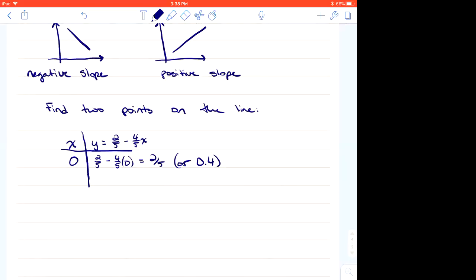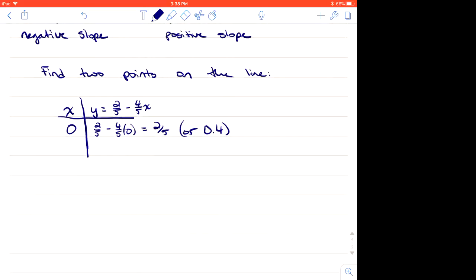Just a heads up though, you should only use decimals if it's a nice, neat decimal, right, where you can actually write out all the numbers, right? Otherwise, you should just keep the fraction, right? Things will be lost if you start rounding a fraction. Okay, but 2 over 5 is just 0.4, so that's good.